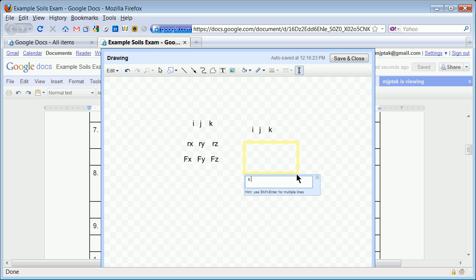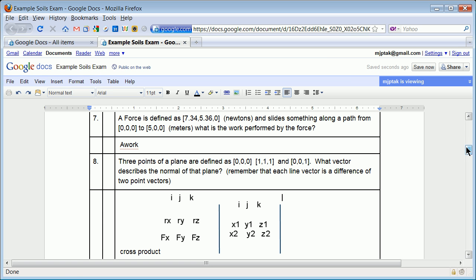So x1, y1, z1, and then x2, y2, z2. And in fact, what you're doing with the cross product is actually the determinant. Those of you who had it in math, now you're taking the determinant of that matrix right there. So I'm going to hit save and close. So that's what it looks like, a cross product.